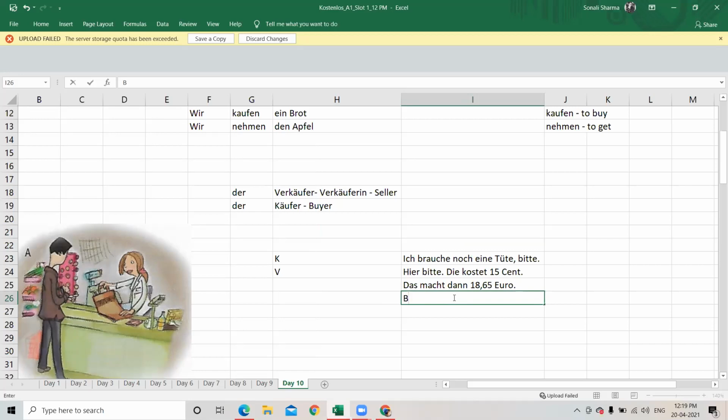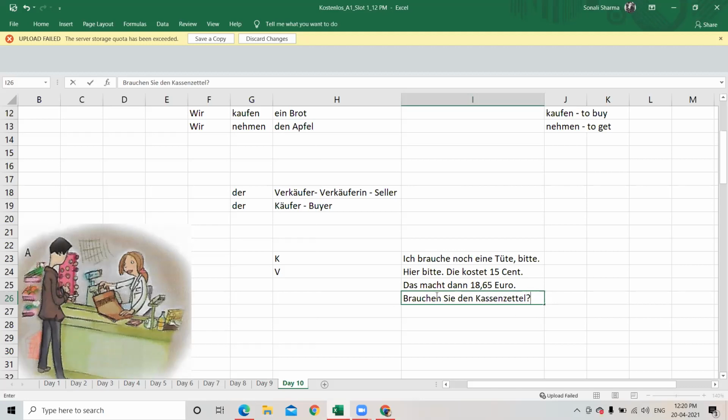So let's check what we call bill as. So brauchen Sie. So while going shopping, we do not make our conversations in the du form. We always do it in Sie because these people are strangers for us, right? They are not our friends. So brauchen Sie den Kassenzettel? The meaning of Kassenzettel is, so this is again a question.